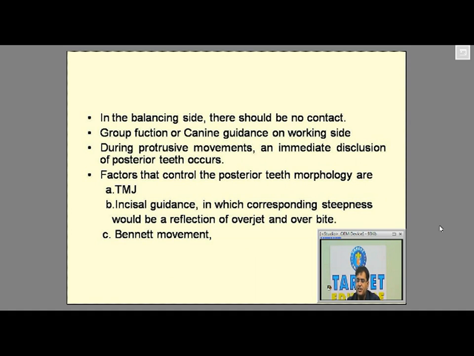In the balancing side, there should be no contact. Group function or canine guidance on the working side. During protrusive movements, an immediate disocclusion of the posterior teeth should occur.